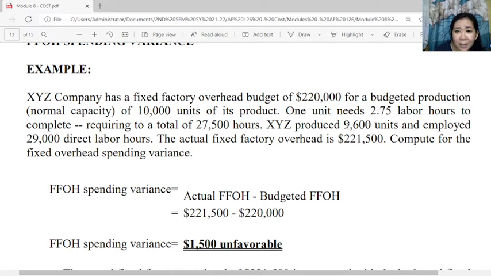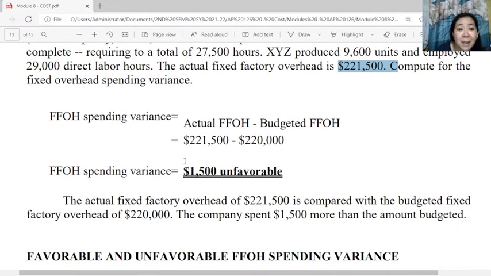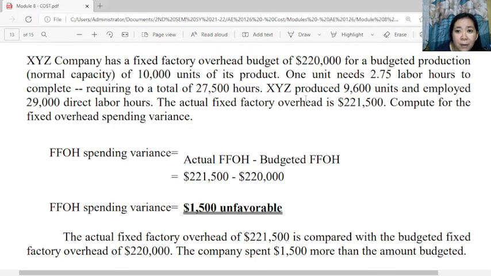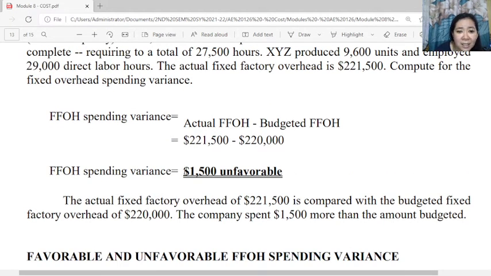XYZ produced 9,600 units and employed 29,000 direct labor hours. The actual fixed factory overhead is 221,500. So we will compute the spending variance. Spending variance is equal to actual fixed factory overhead minus the budgeted. So we will just get it from the given. Your actual is 221,500. Our budgeted is 220,000. So in this case, our spending variance is 1,500 unfavorable.